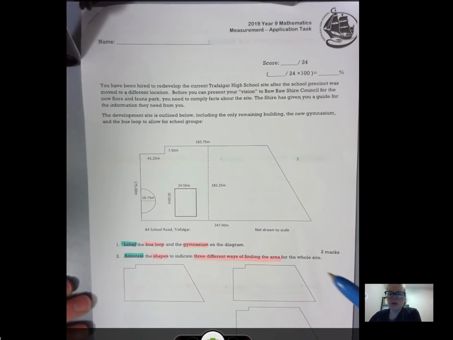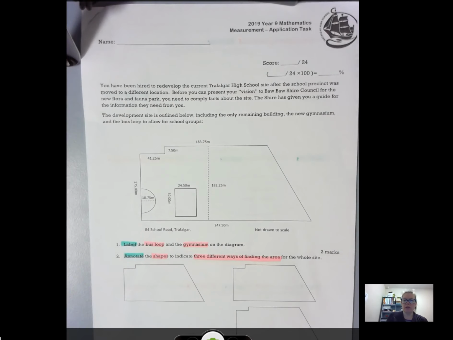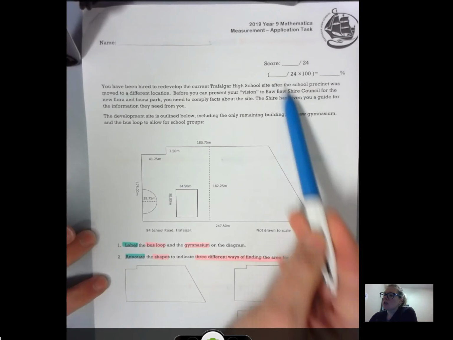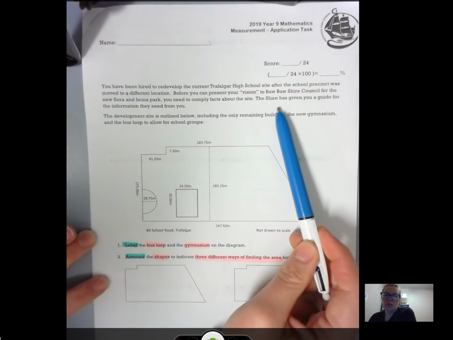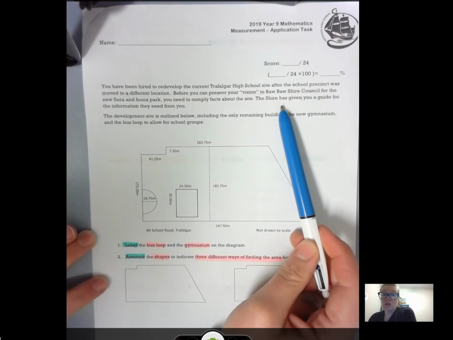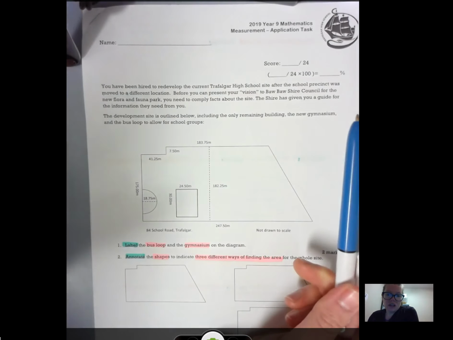Okay, so a lot of people had some trouble with this application task, and I think it was because of the story involved. Realistically, this here is just to give you a background. It's not overly important in terms of your solving. What you needed to understand was that you're changing the site that we're currently on.